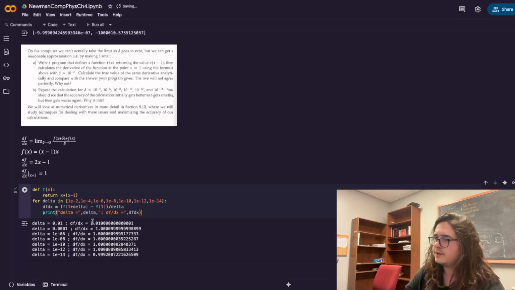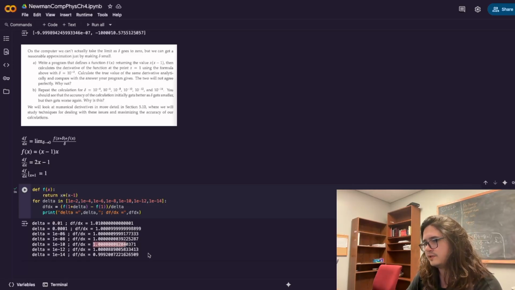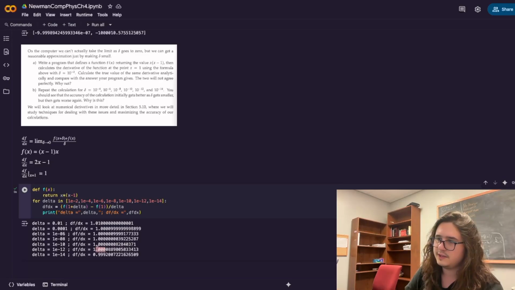So it looks like it got 1.01 again for the 0.01 case. Then it's off by delta again here, and it's off by delta again even there. And the most accurate it gets is around delta equals 1 times 10 to the minus 8. But then it starts getting less accurate again, because now it's jumping back up, and it gets even less accurate at 1e-12, and then 1e-14 is right off.